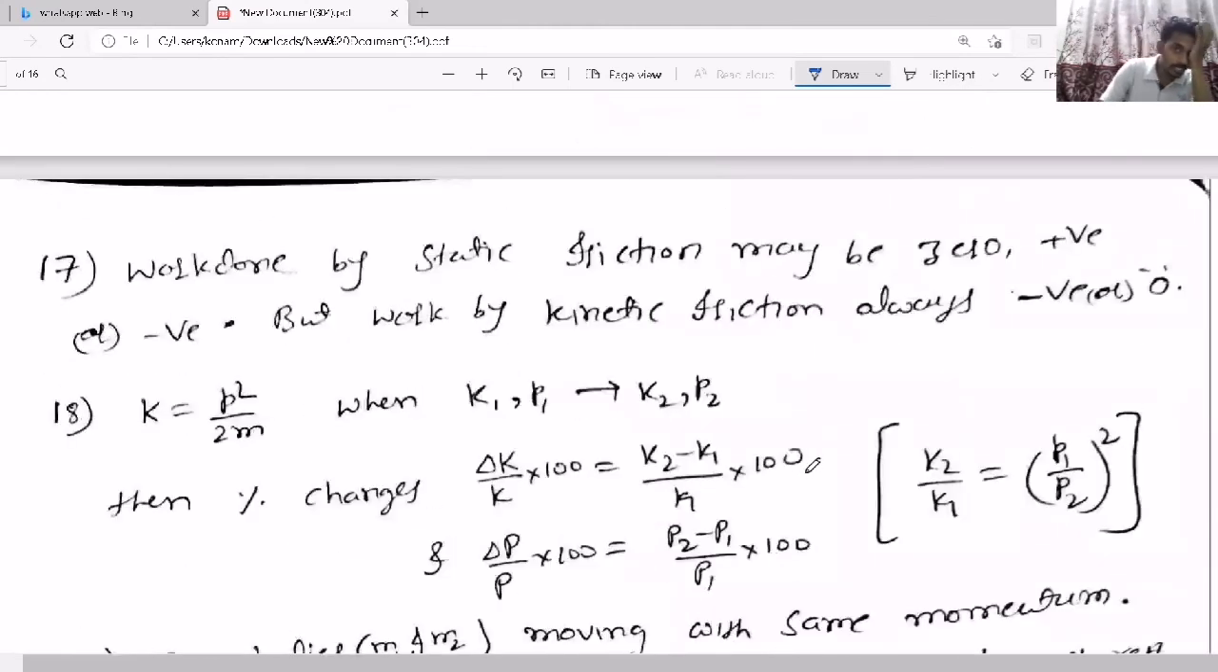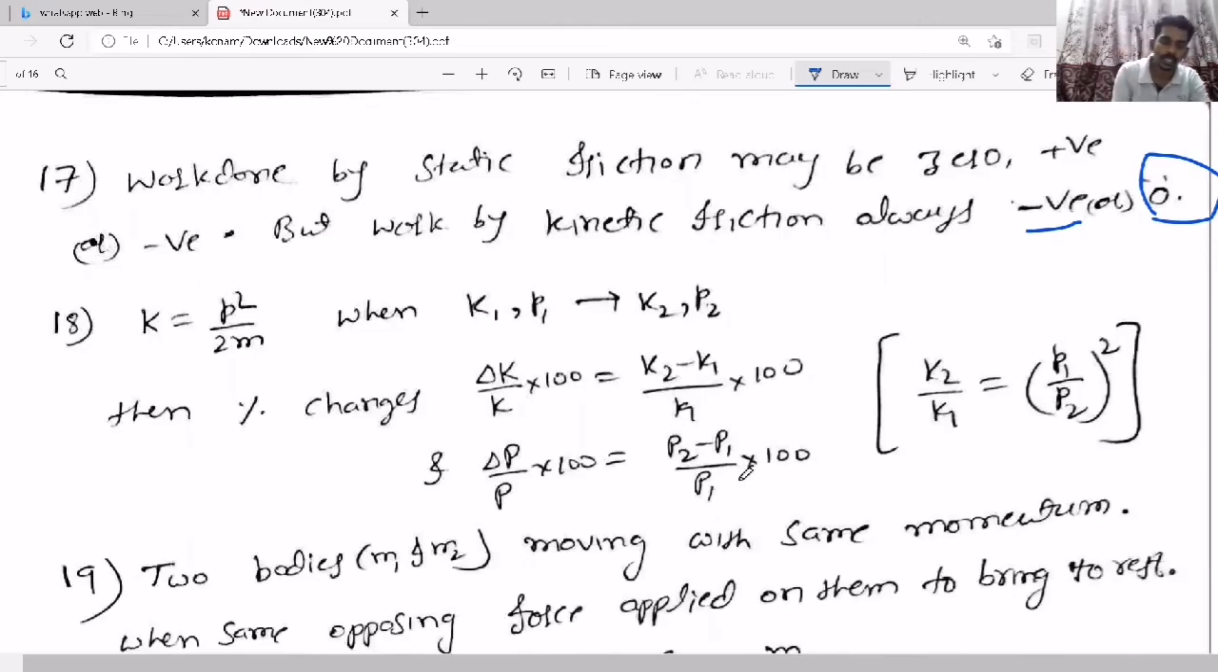Now, work done by static friction may be zero, positive or negative, because work done by static friction depends on the situation, the particle may be at rest or moving. It can be anything. But for kinetic friction, the body always moves in one direction and kinetic friction acts in the opposite direction. So the displacement and the friction are always opposite. That's why work done by kinetic friction is always negative, or in some cases it will become zero.